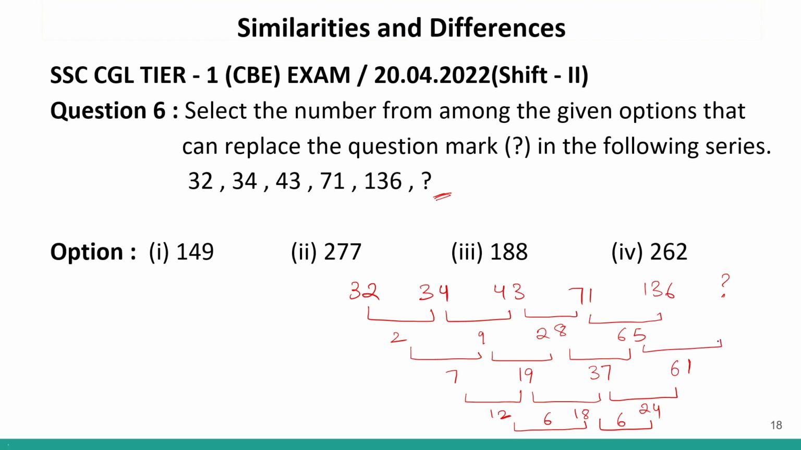And if I add 61 and 65, I'll get 126. So if I add 126 and 136, I'll get 262. So my answer will be option number 4, 262.